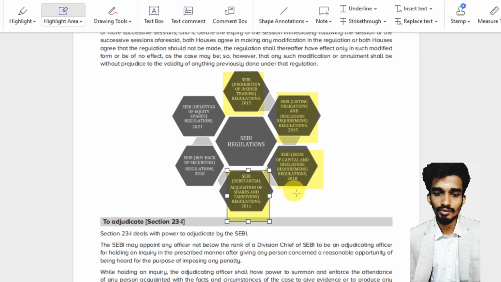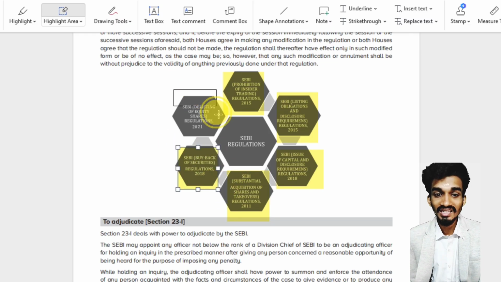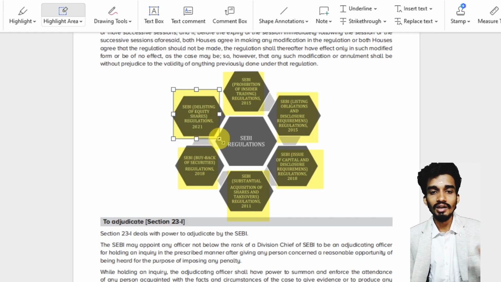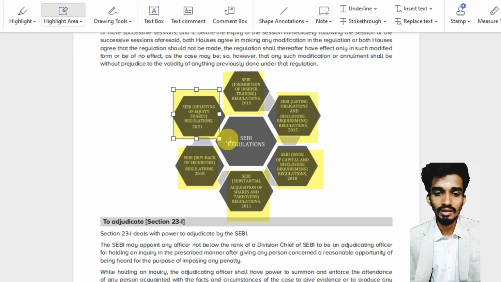SAST, substantial acquisition: whenever there's a takeover, a merger or an amalgamation, this regulation will apply. Whenever there's a buyback of securities by a company for any purpose, or whenever you're delisting your equity shares from the recognized stock exchange, either voluntary or compulsory, you have to follow these regulations.